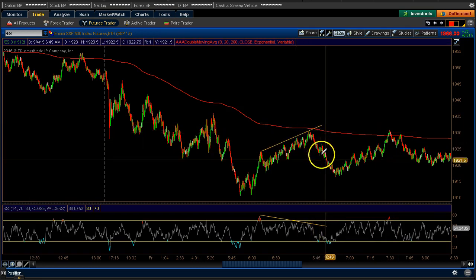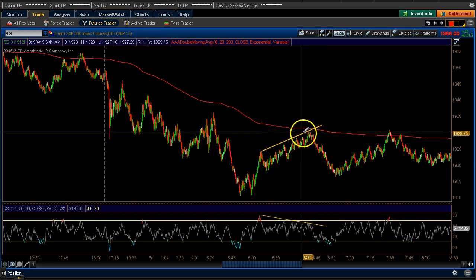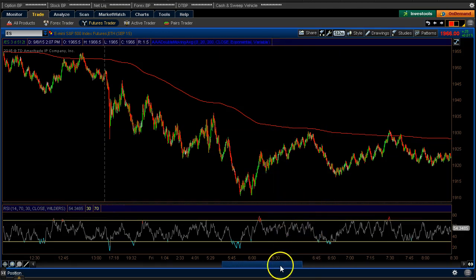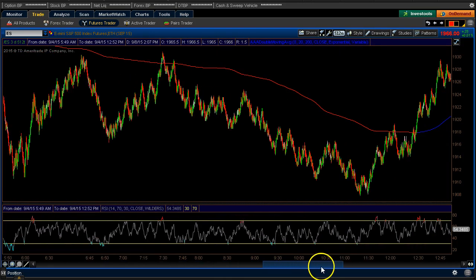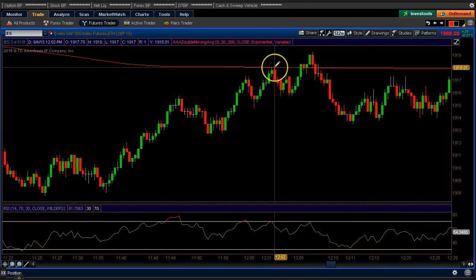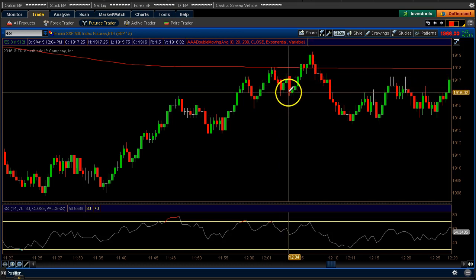If it doesn't, I ride the trend lower. So let's take a look at a couple more examples, okay? We come down, very first touch, look at this, right? Touches it to the tick and then pulls back.